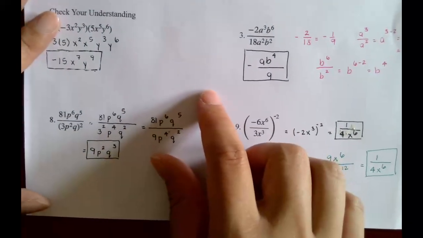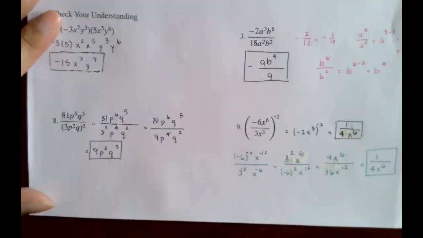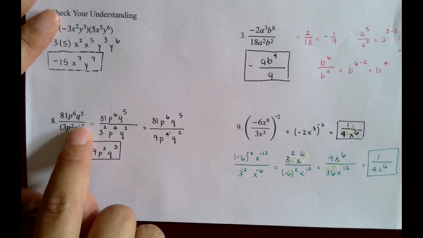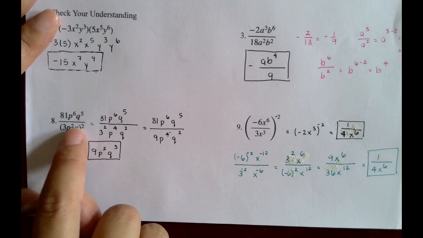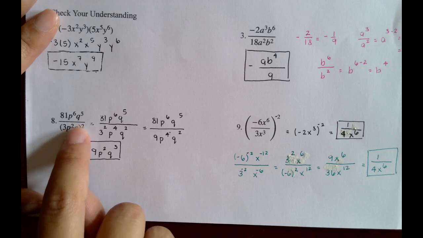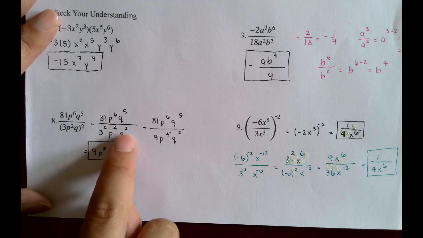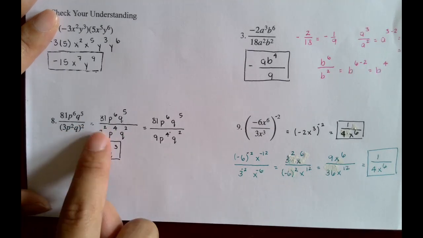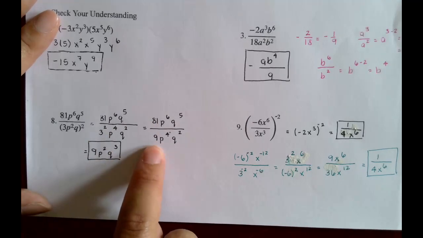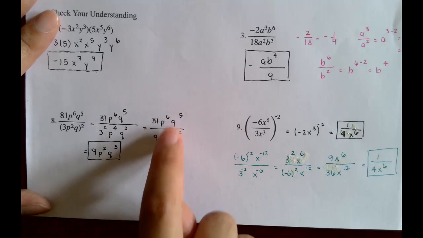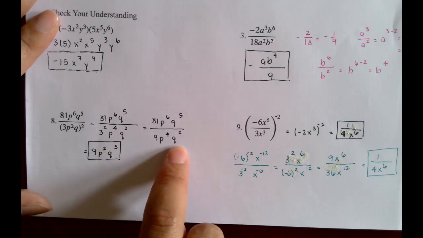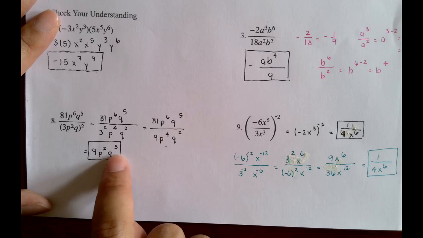Okay. For number 8 here, what I did is I distributed this squared. So this becomes 3 squared, p 2 times 2 is 4, and then q has an exponent of 1, so 1 times 2 is 2. Okay. Then 3 squared is 9. Okay. 81 divided by 9 is 9. P to the 6th, p to the 4th, 6 minus 4 is 2. And then q to the 5th over q squared, 5 minus 2 is 3.